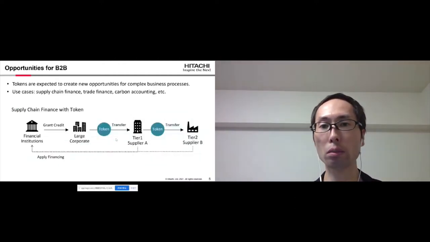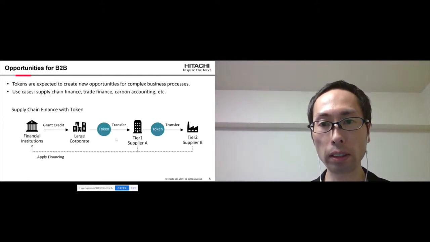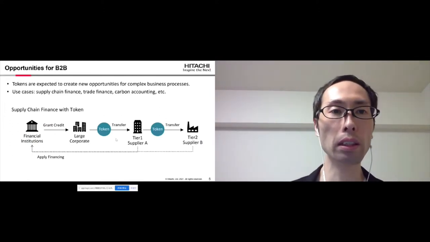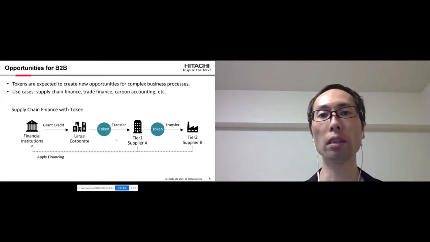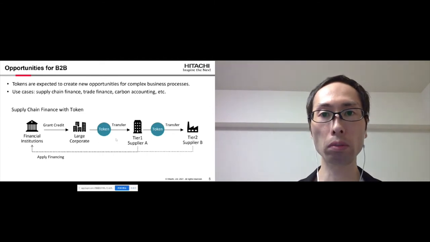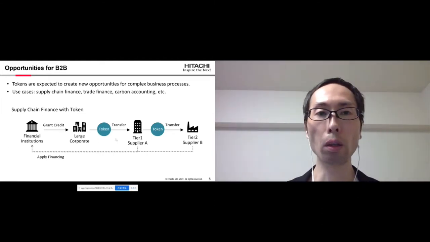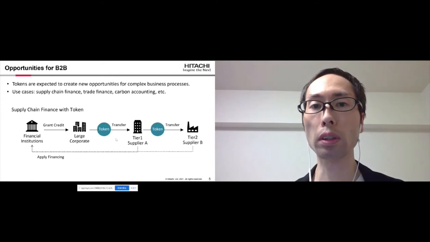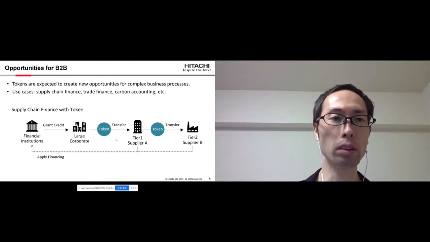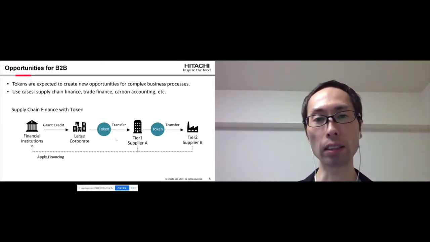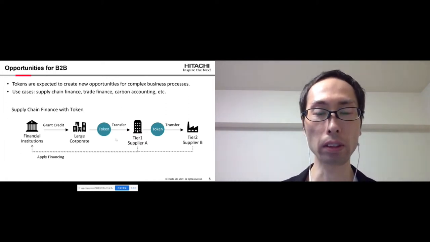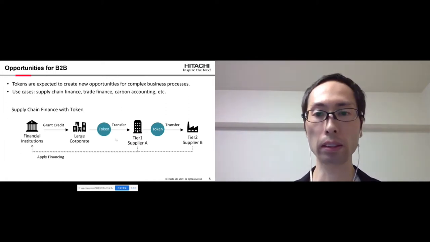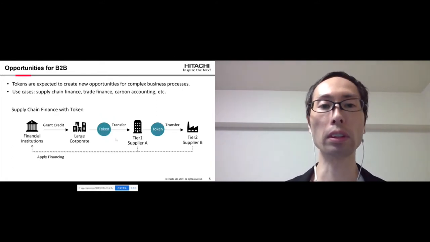So token became popular in B2C market first. Now B2B market is also expecting tokens because token will transform their complex business processes, or token will create new business opportunities. There are some use cases like supply chain finance, trade finance, or carbon accounting. This graph shows an example of supply chain finance with token. Many stakeholders can get benefit from tokens.